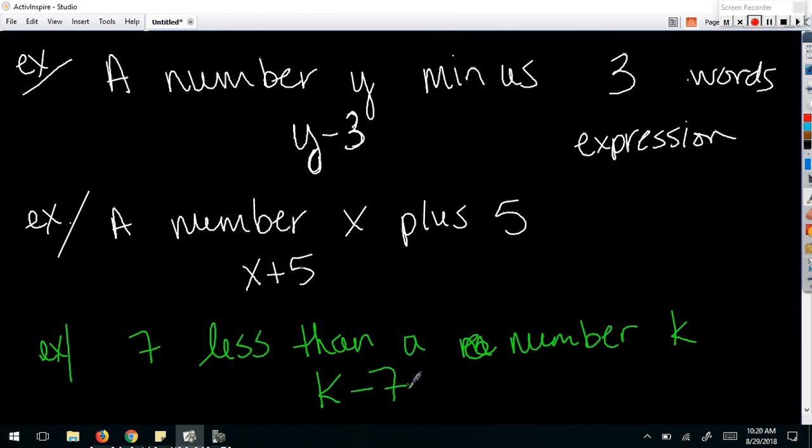Okay. When you see those words less than, it can be a little confusing. A lot of times I tell students, if you think about it in terms of money, it'll make more sense to you. If I have $7 less than K. Okay, what is K?